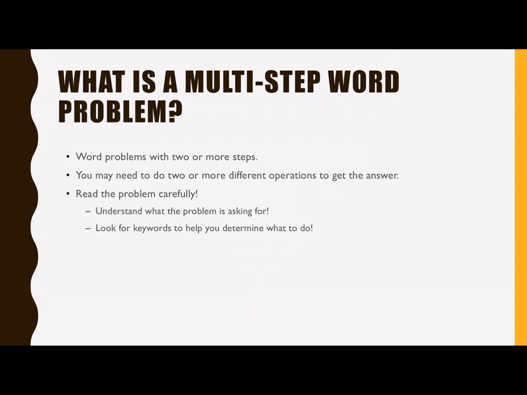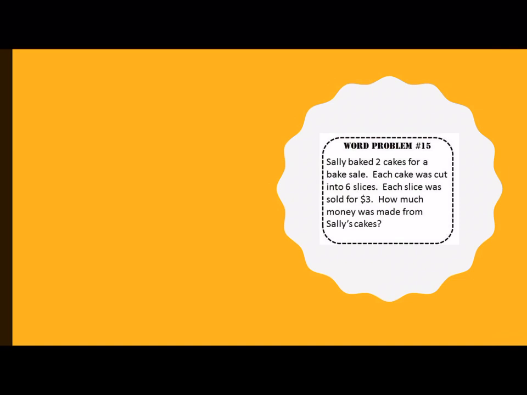All right, so make sure that you understand what the problem is asking for, and again, look for keywords to help you determine what to do. So let's practice. All right, over here I have a word problem. It says Sally baked 2 cakes for a bake sale. Each cake was cut into 6 slices. Each slice was sold for $3. How much money was made from Sally's cakes? What do I do first?